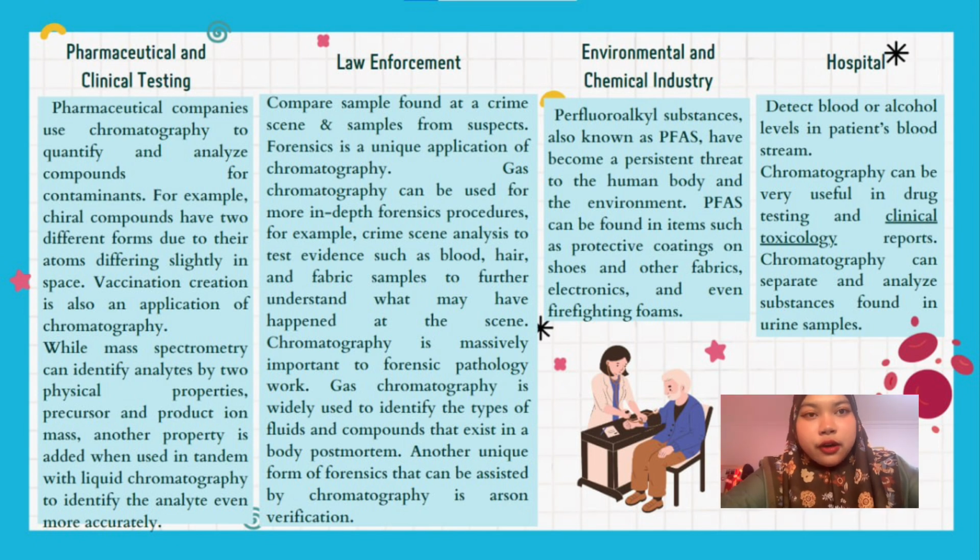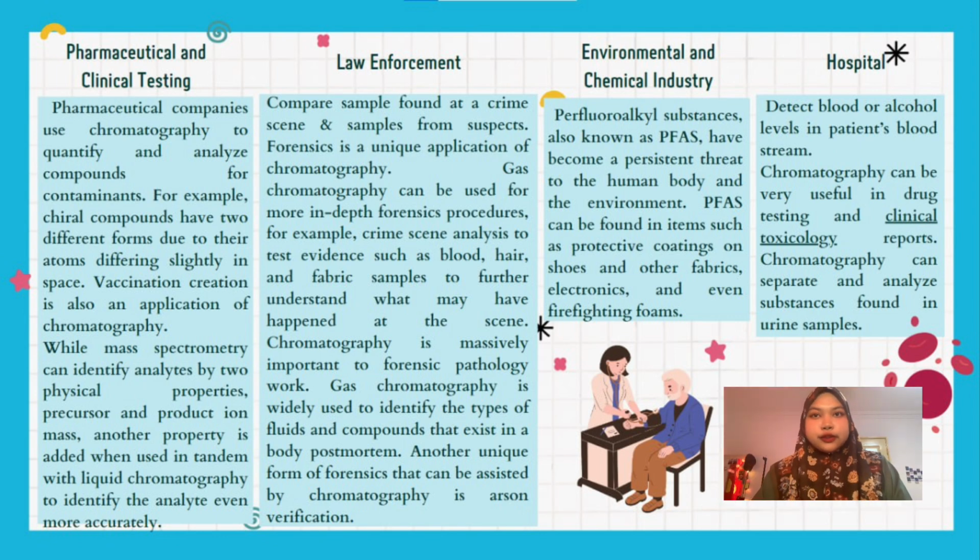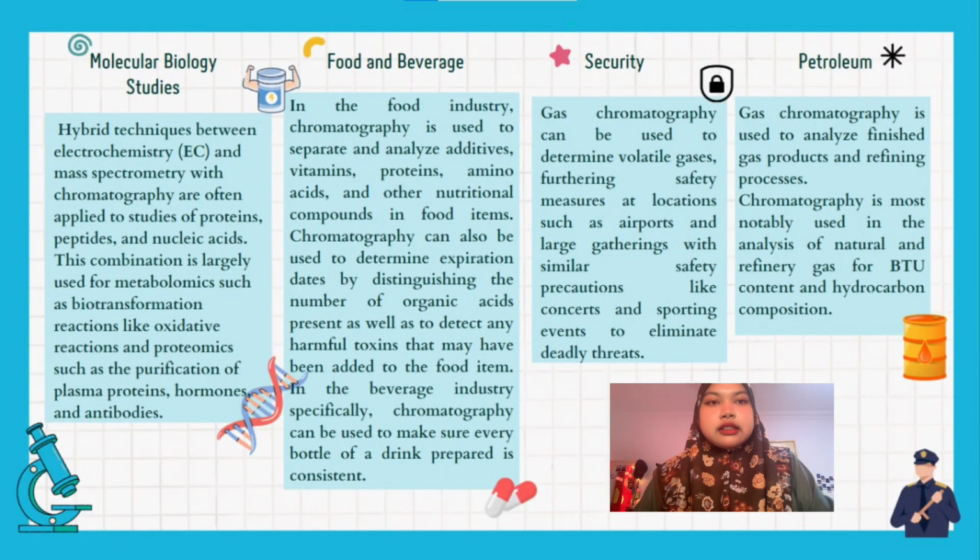The next one is hospital. Detect blood or alcohol levels in the patient's bloodstream. Chromatography can be very useful in drug testing and clinical toxicology reports. Chromatography can separate and analyze substances found in urine samples. The next one is molecular biology studies.